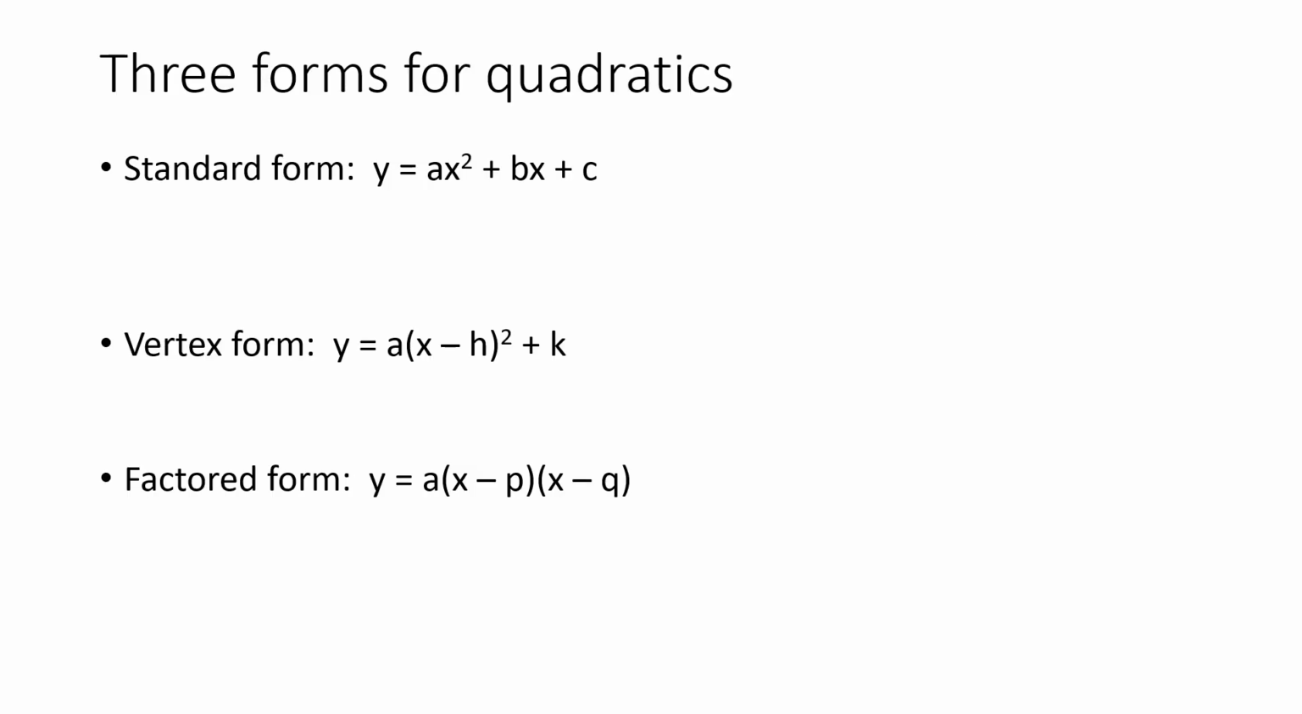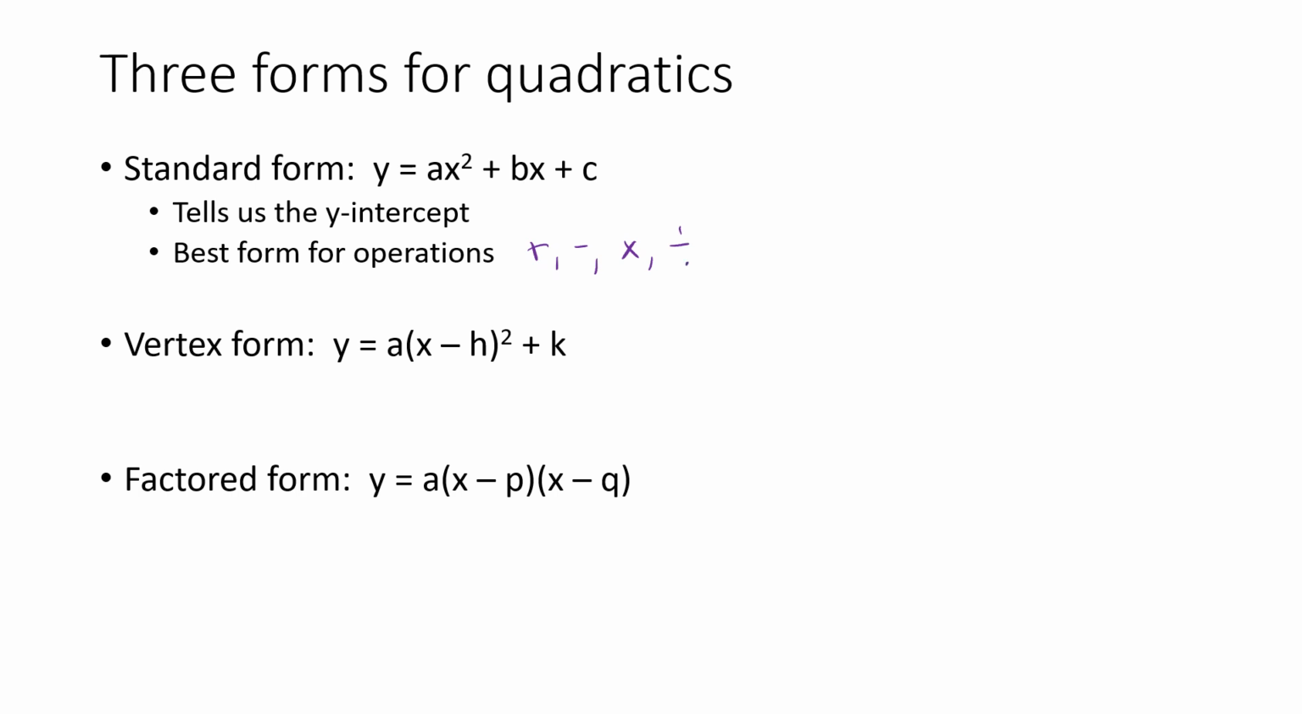So there are three forms for quadratics, and we want to go through what those forms are and the advantages of each. So first off, we have standard form. This is y equals ax squared plus bx plus c, where a, b, and c are real numbers. And this form tells us the y-intercept, and it is the best form for operations, meaning if you have to add, subtract, multiply, or divide with your quadratic, you want it to be in standard form.